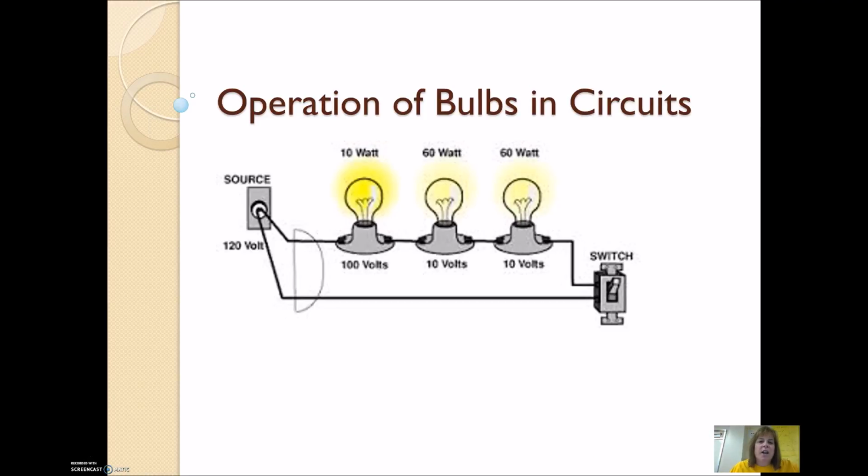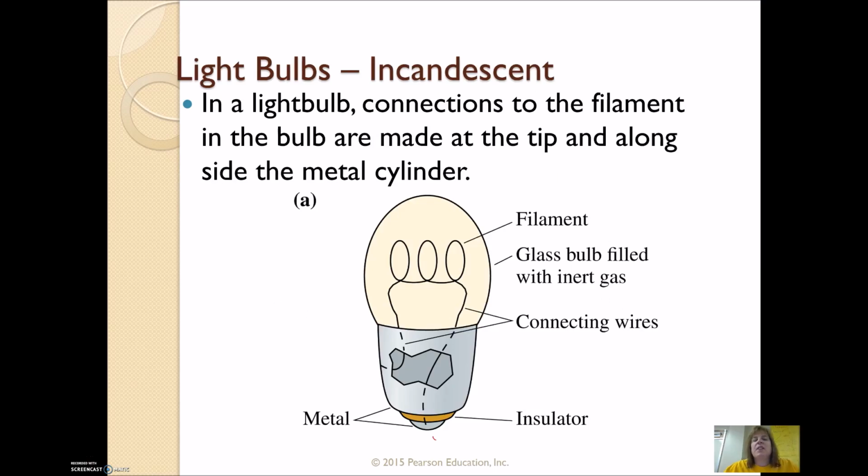In this video, we're going to talk about bulbs and circuits, specifically about brightness. Now we're going to talk about incandescent bulbs. Those are bulbs that have filaments that are resistors, and those resistors get hot and they glow. There are other types of bulbs like LED bulbs and fluorescent bulbs. They operate differently. We're going to focus on incandescent.